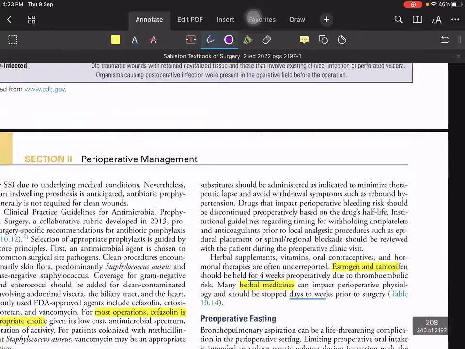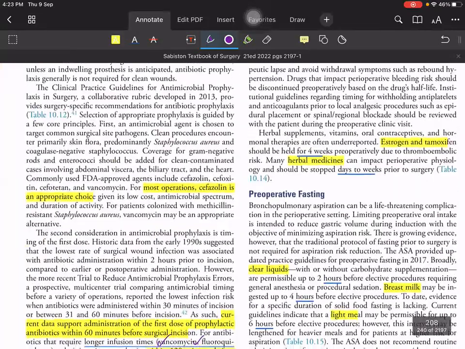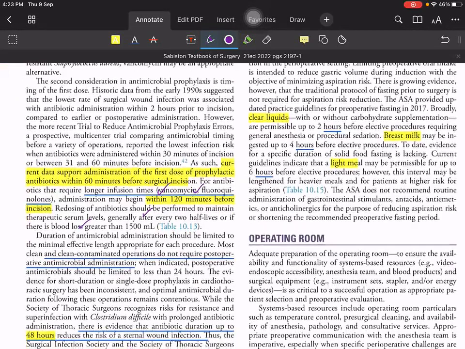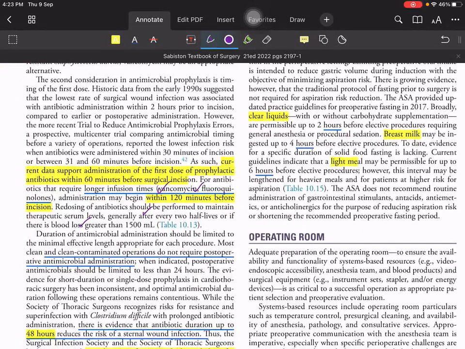Clinically they are using many antibiotics for many purposes. For most operations they are using cefazolin, so remember cefazolin. Regarding the timing, many controversies are there, but recent data support administration of the first dose of prophylactic antibiotic within 60 minutes before surgical incision. Okay, 60 minutes before surgical incision.